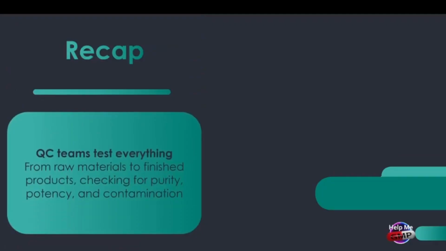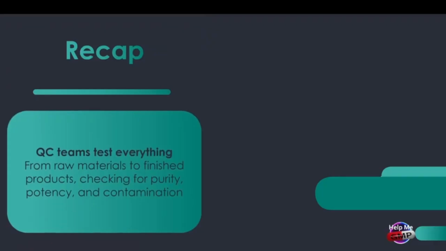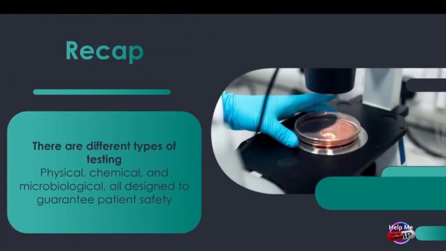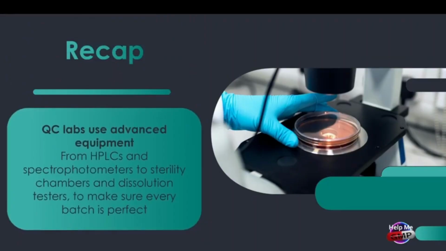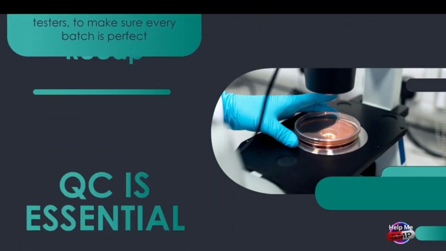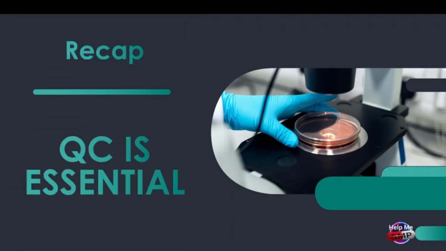checking for purity, potency, and contamination. There are different types of testing: physical, chemical, microbiological, all designed to guarantee patient safety. QC labs use advanced equipment from HPLCs and spectrophotometers to sterility testing equipment and dissolution testers to make sure every batch is perfect. QC is essential to guarantee the quality, safety, and efficacy of the medicines we manufacture.